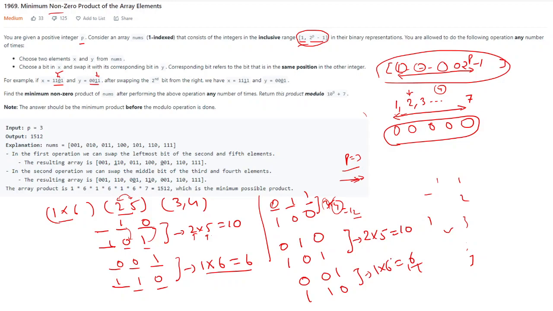This is minimum. So why am I doing this? You can see we can shift one value from here and then from here. Why am I shifting this value? Let's see. Let me erase everything here.